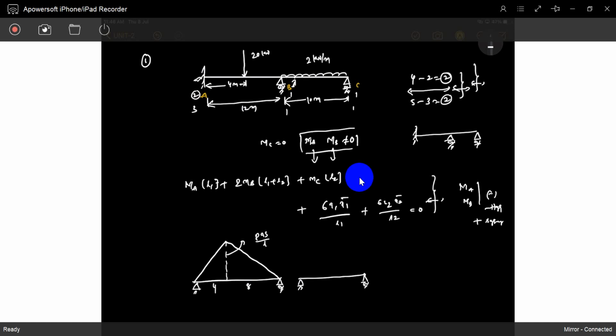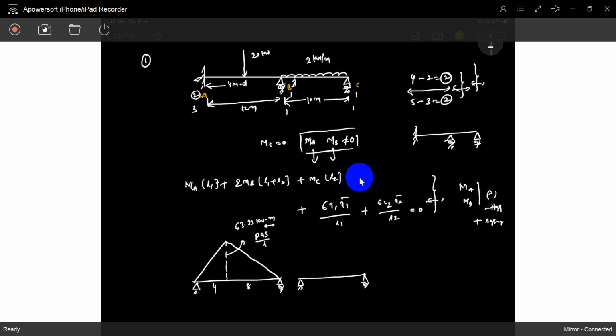Take it. P is 20. Understood? 24, 8. Answer divided by L is 12. So 53.33. So this is 53.33 kilonewton meter. Okay. So that is the bending moment.